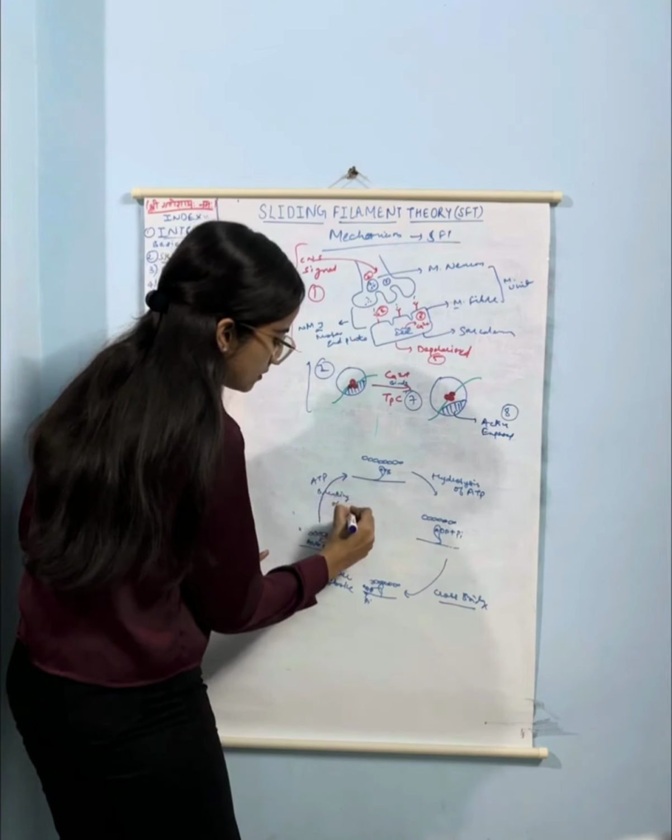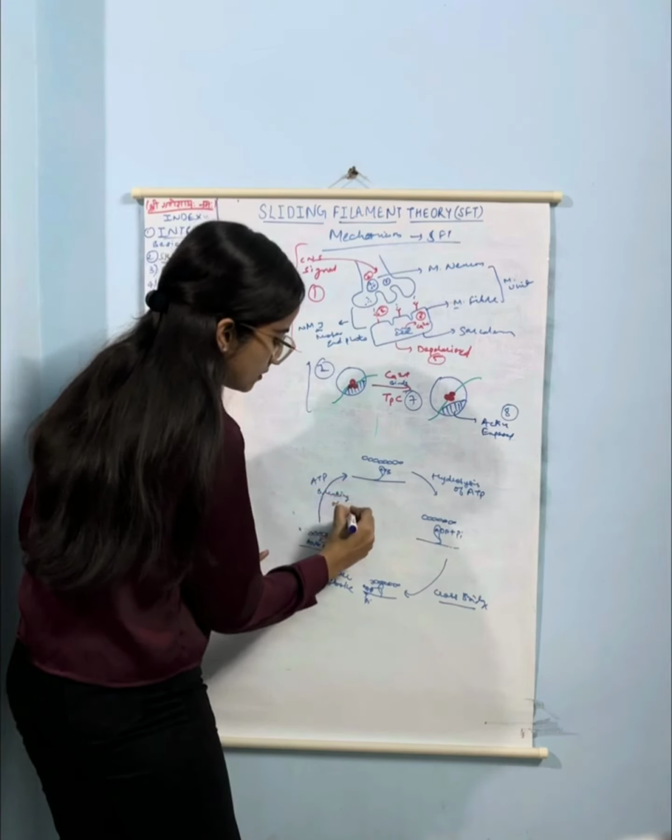this is my Z line, both of them. This is my thin filament or actin, this is my thick filament, so this is I band. I band is a part of thin filament which is not overlapped by the thick filament.